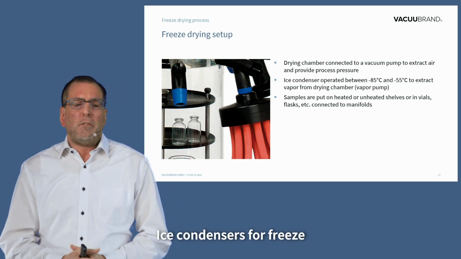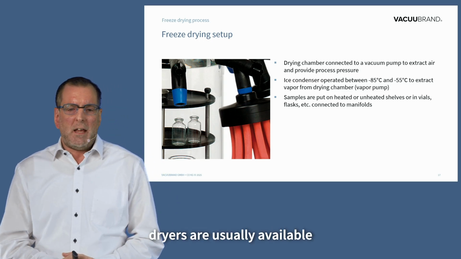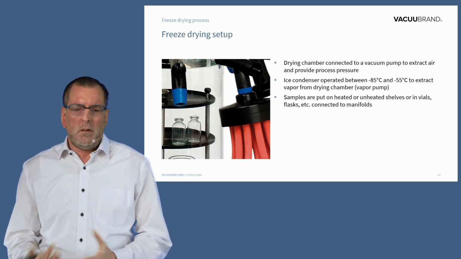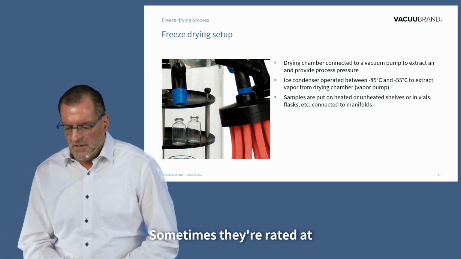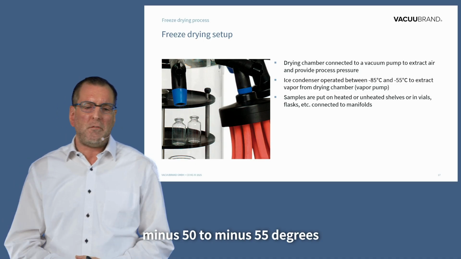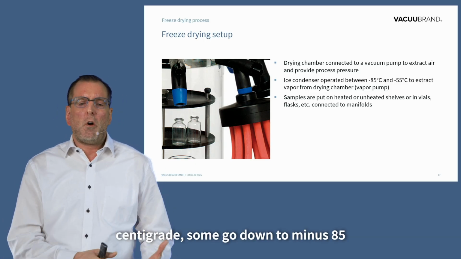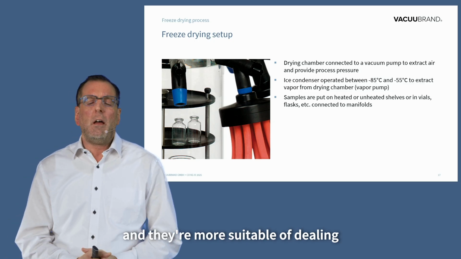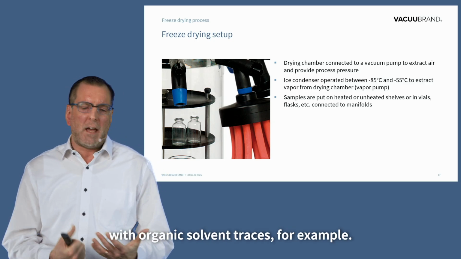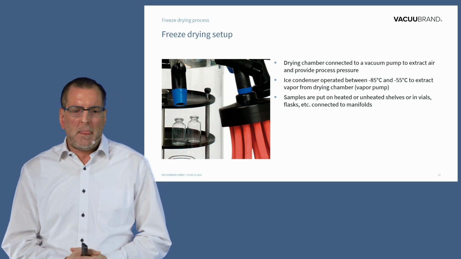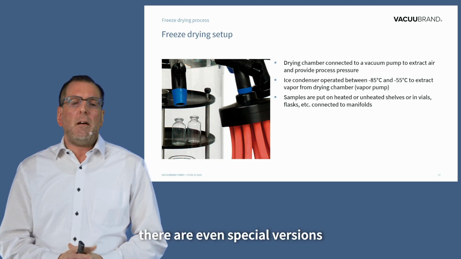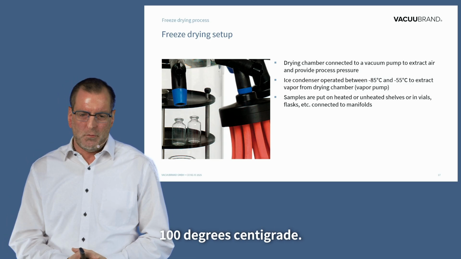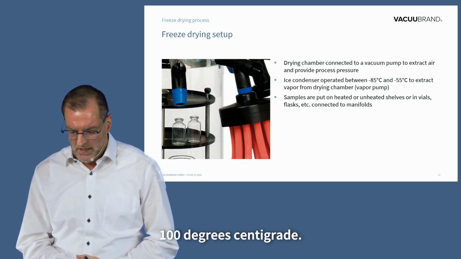Ice condensers for freeze dryers are usually available in different versions. Sometimes they're rated at -50 to -55 degrees centigrade. Some go down to -85, and they're more suitable for dealing with organic solvent traces, for example. And for aggressive media, there are even special versions that go beyond -100 degrees centigrade.